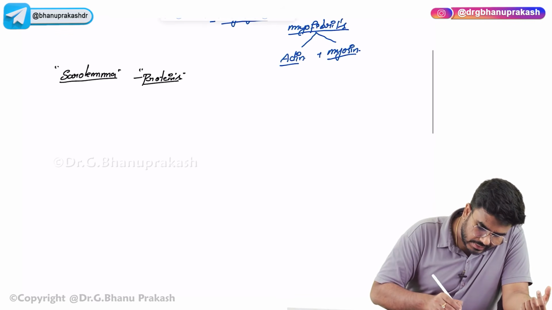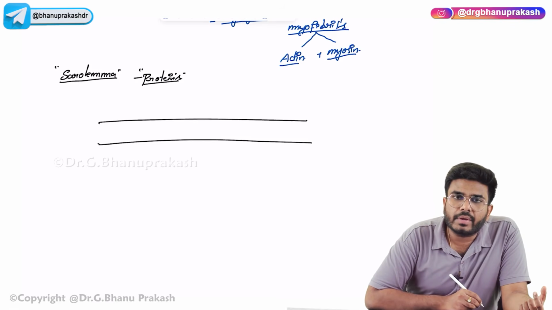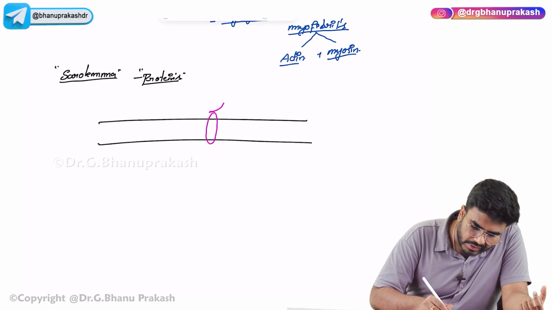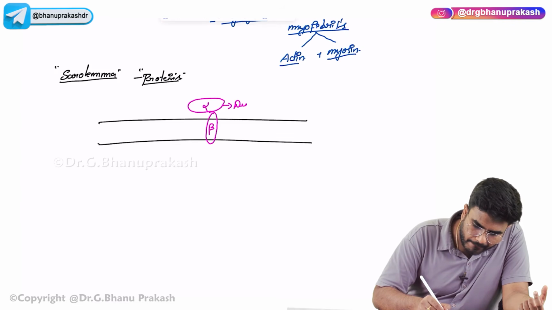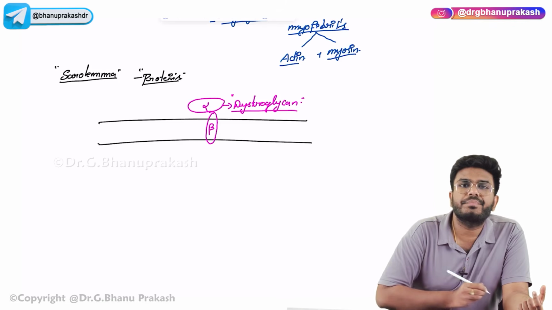If you look, this is the muscle cell membrane. Now, in this muscle cell membrane, there are some proteins present. For example, this first protein which I am showing here is called dystroglycan.